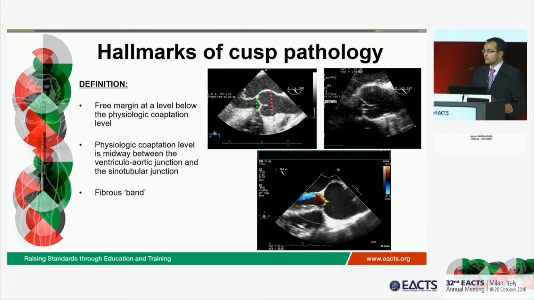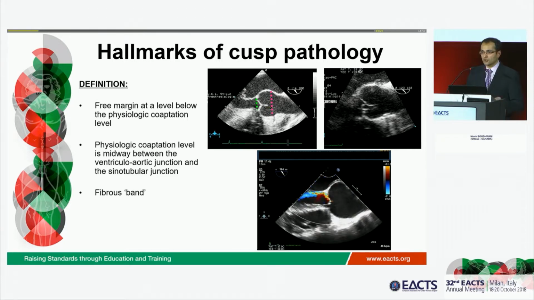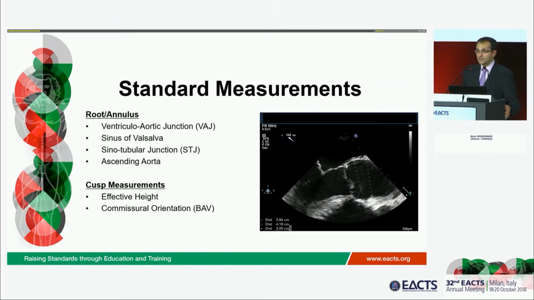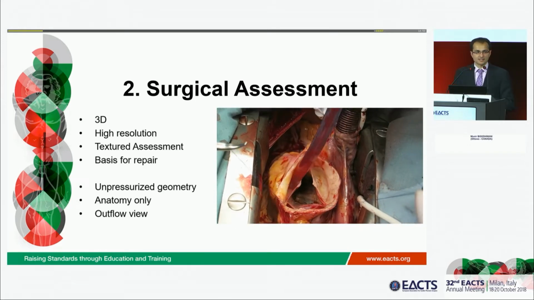Michel already spoke a lot about the hallmarks of cusp pathology, in particular cusp prolapse. This is a key element that all surgeons involved in aortic valve repair need to understand and recognize to the same degree of proficiency as their echocardiography colleagues. There are some standard measurements that we would expect to have at the time of aortic valve repair, and Michel alluded to these as well, so I won't spend a lot of time on these. However, I will move now to surgical assessment of the aortic valve.